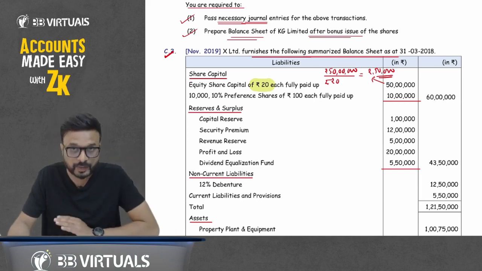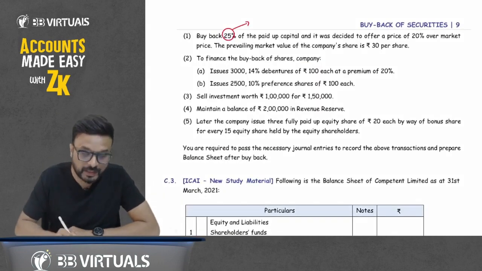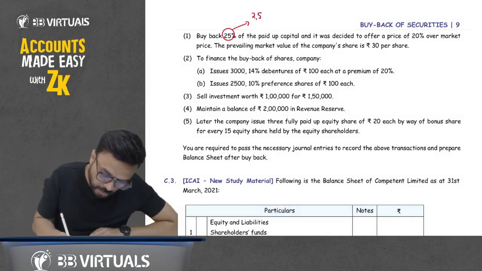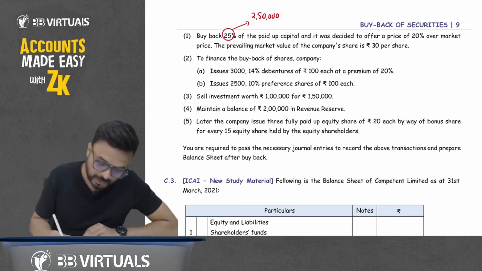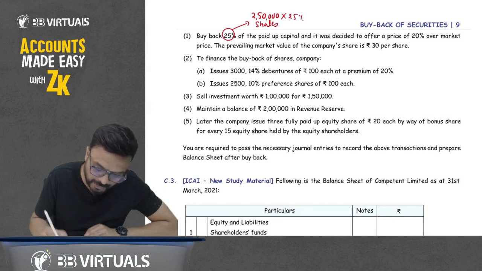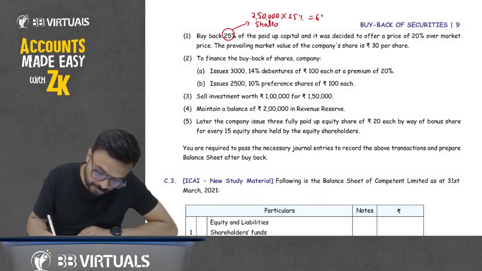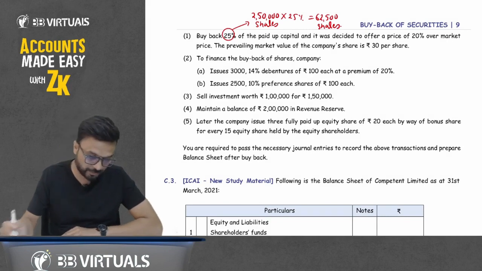They want to do the buyback now. How much buyback are they doing? They are doing 25%. They have 2,50,000 shares, and out of that they want to do buyback of 25%. It means 2,50,000 multiplied by 25% comes to 62,500 shares. That comes to 62,500 shares.